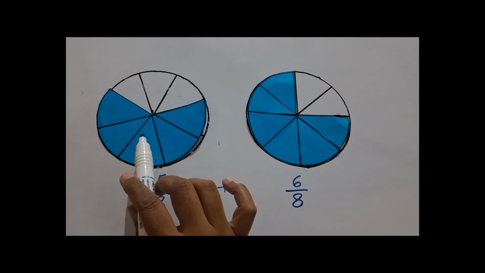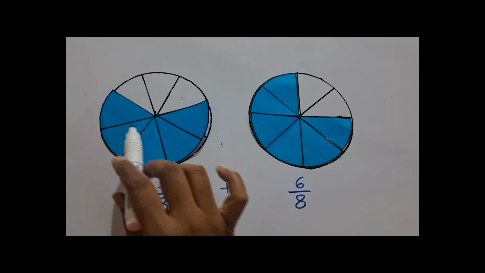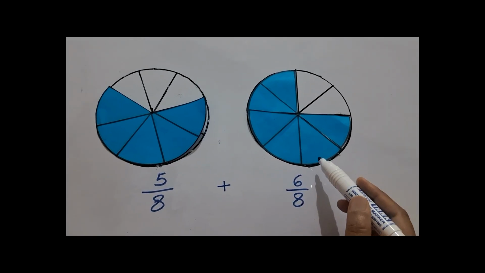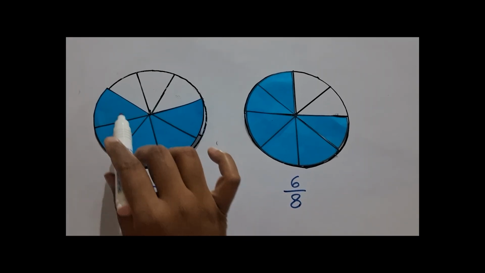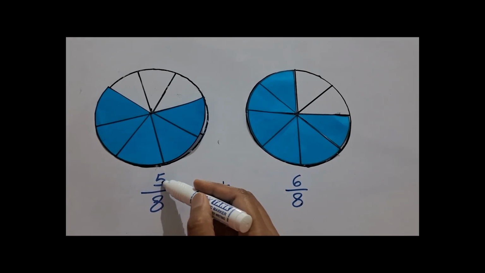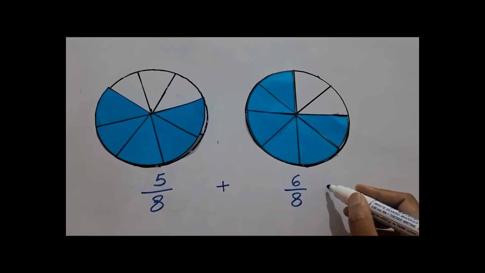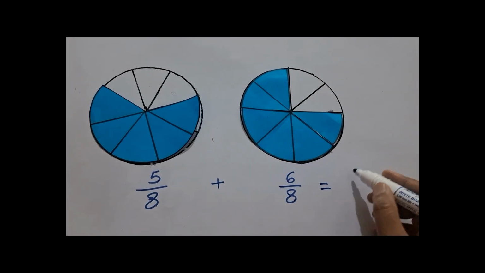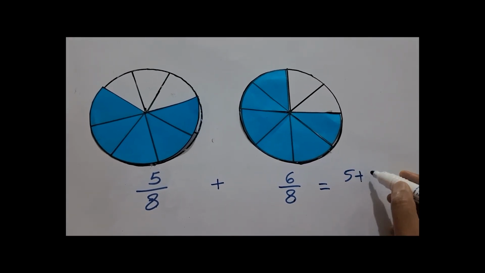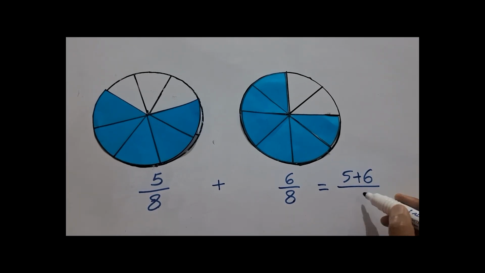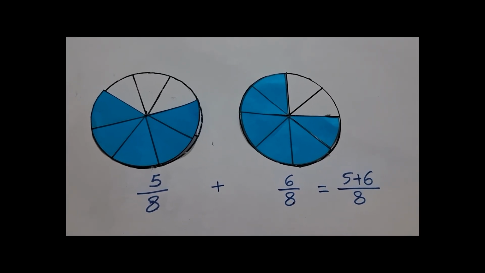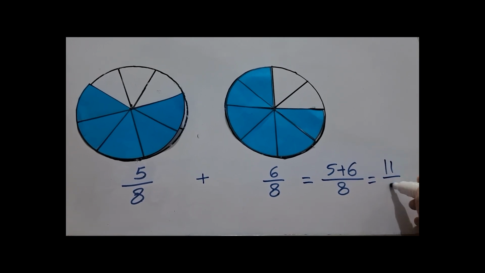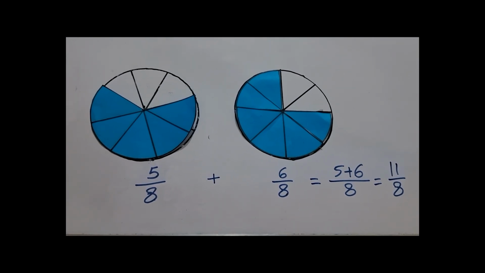Overall, we need to find the colored parts fraction of these two circles. Okay, children. So here how many are there? Here 5 colored parts are there. And if we add both of them, 5 and here 6, so 5 plus 6 out of 8, which will be equal to 11 by 8.